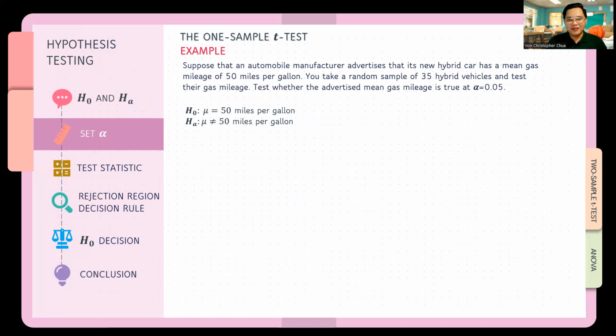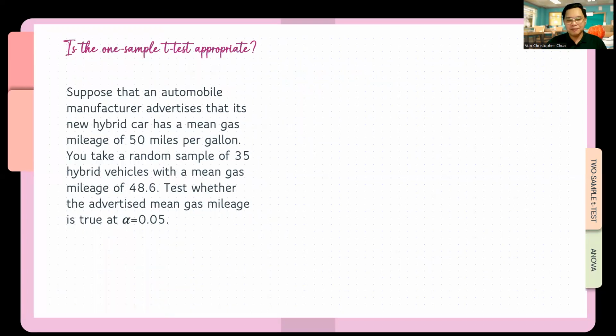So if there is a significant difference, then they should not be equal. Step number 2 of the hypothesis testing process is to set the value of alpha. So we set the alpha at 0.05 as requested in the problem.